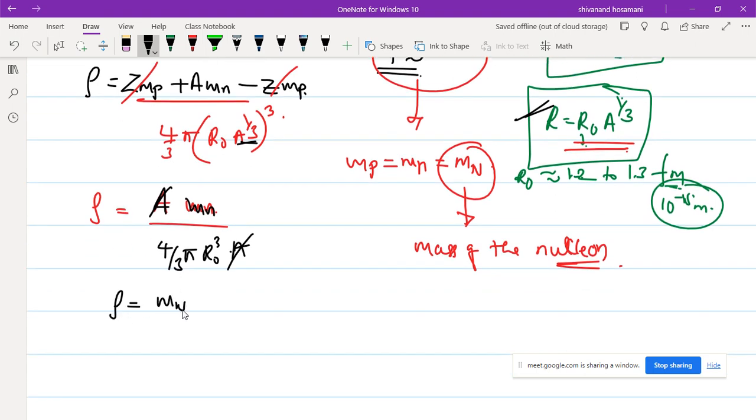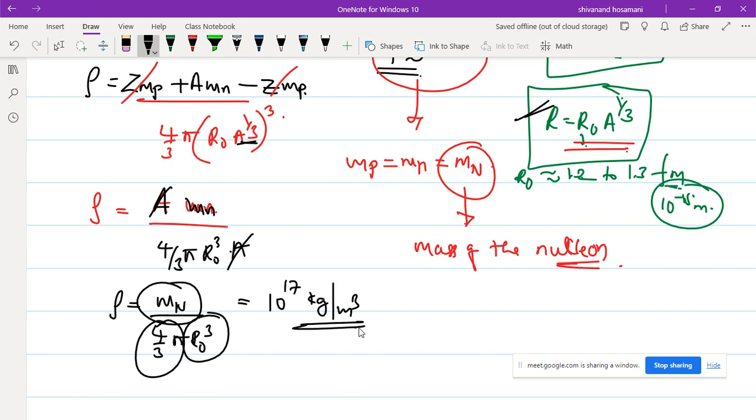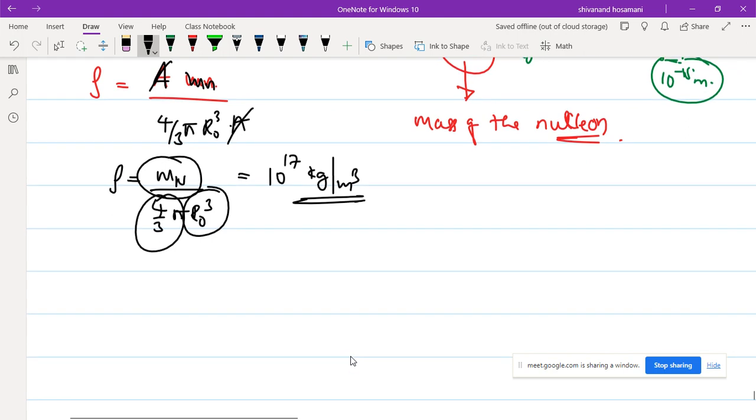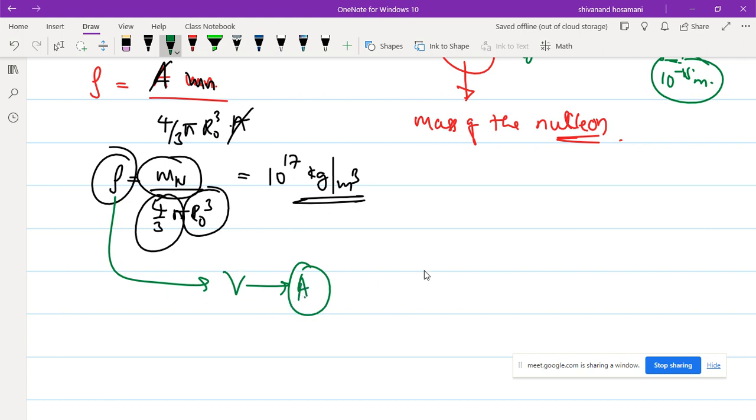See, the mass of the nucleon is constant, 4 by 3 pi is constant, r naught is also constant. Therefore the density of the nucleus will always be constant, in the range of 10 to the power of 17 kg per meter cube. The nuclear density is independent of its volume. It is constant for all the nuclei. Since volume depends on the atomic mass number A, density is independent of mass number.